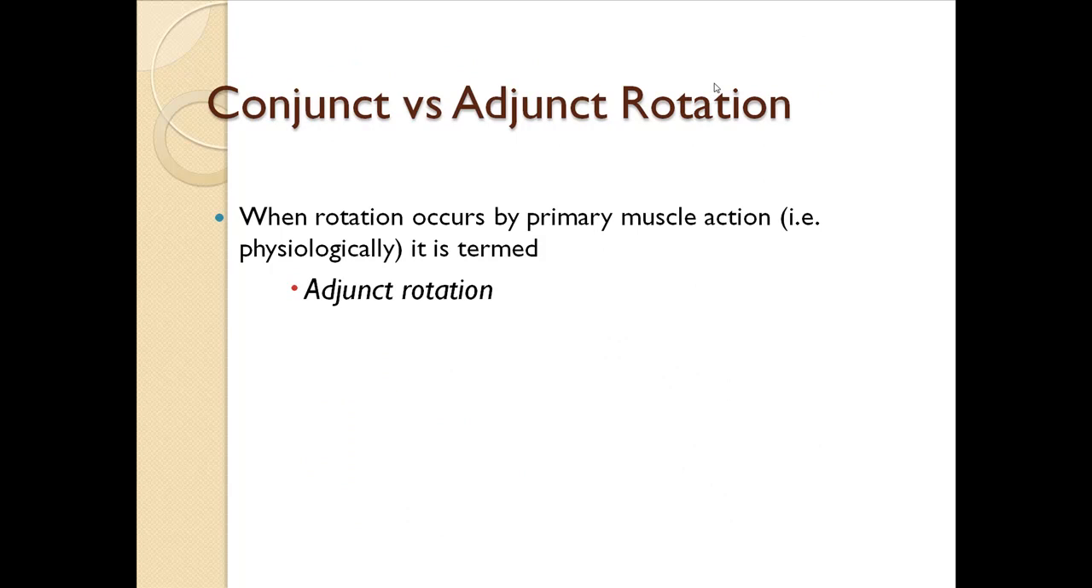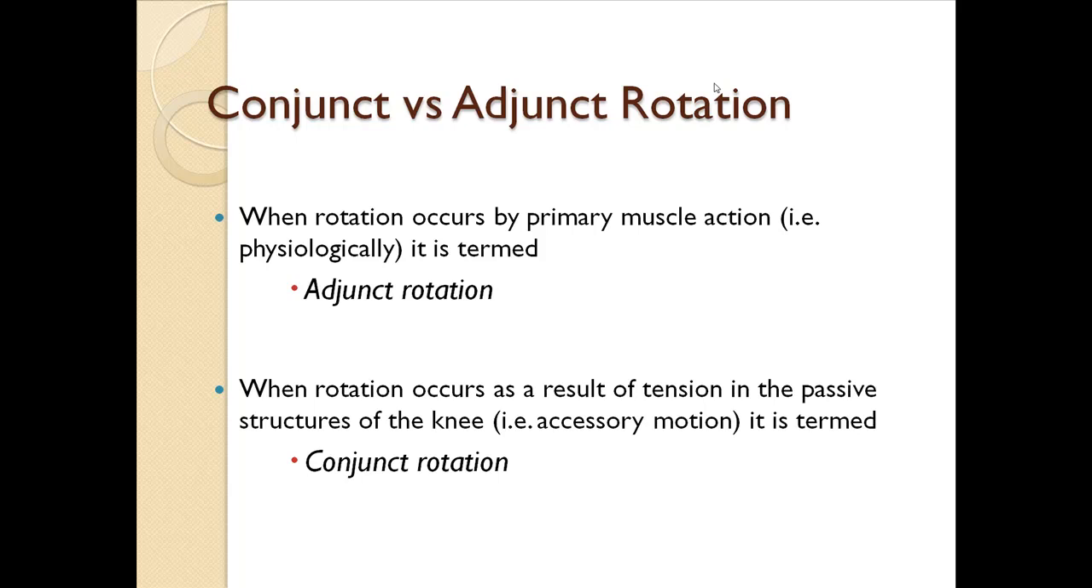When rotation occurs by primary muscle action, in other words, physiologically, we call this rotation an adjunct rotation. In other words, we have an additional degree of freedom. But when rotation occurs as a result of tension in the passive structures of the knee, or indeed of any other joint, in other words, it's an accessory motion, this is known as a conjunct rotation. In other words, it is a movement that occurs in conjunction with something else. So, for example, the lateral rotation that we see at the knee occurs in conjunction with extension at the knee.